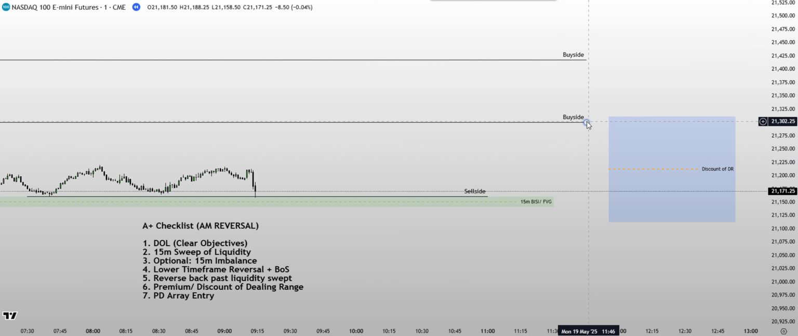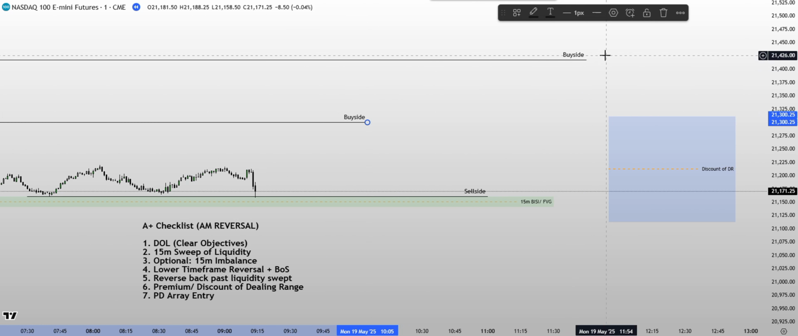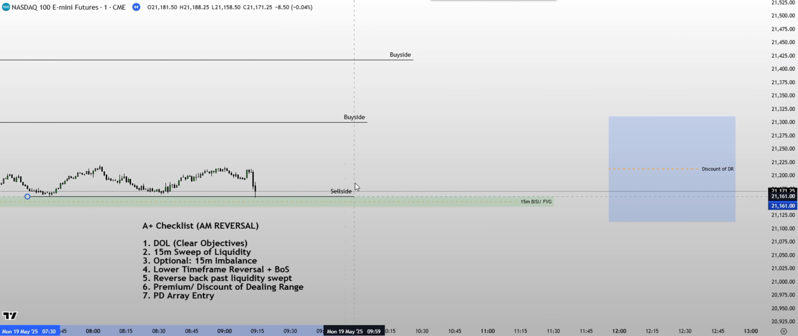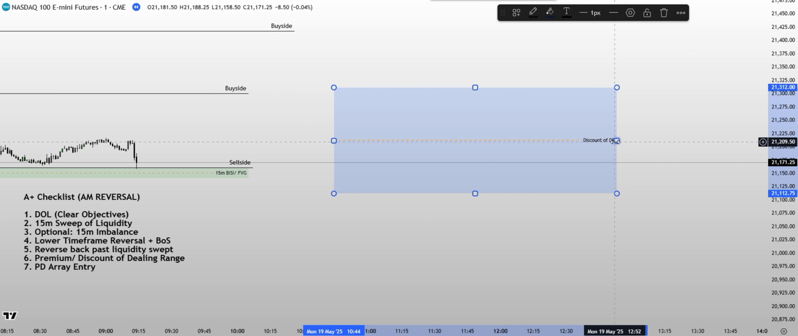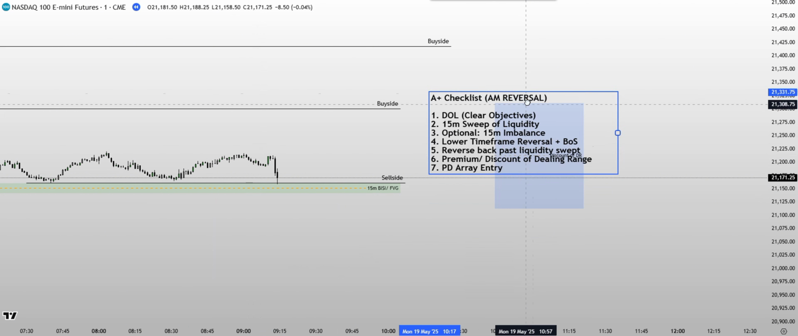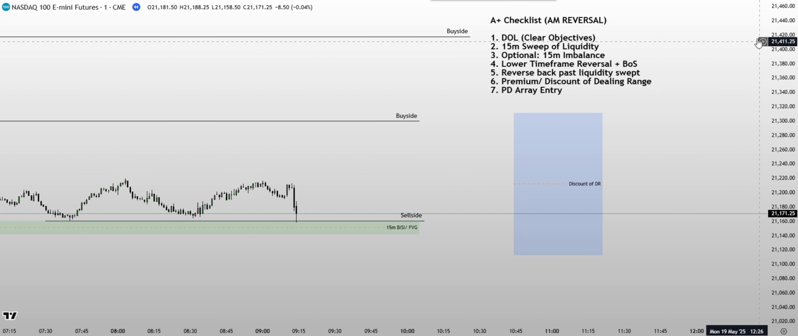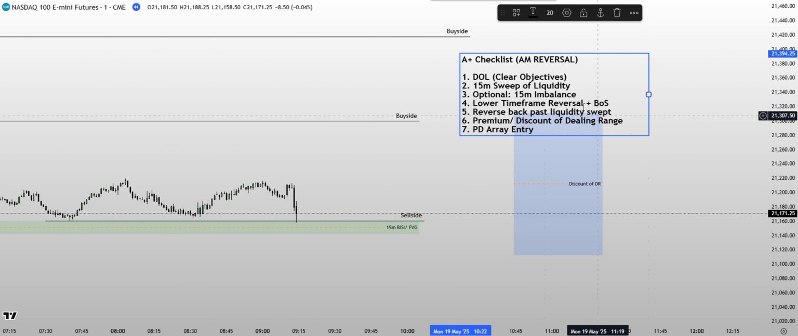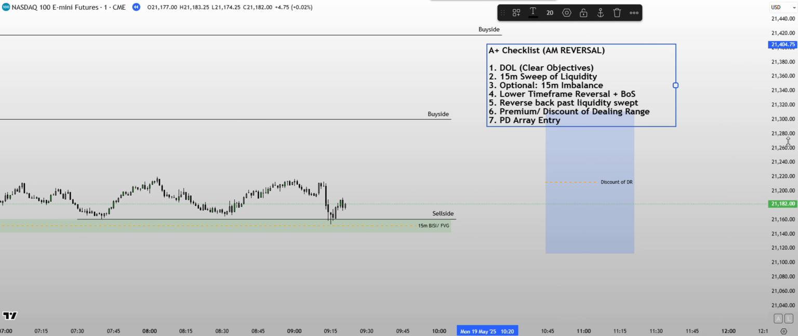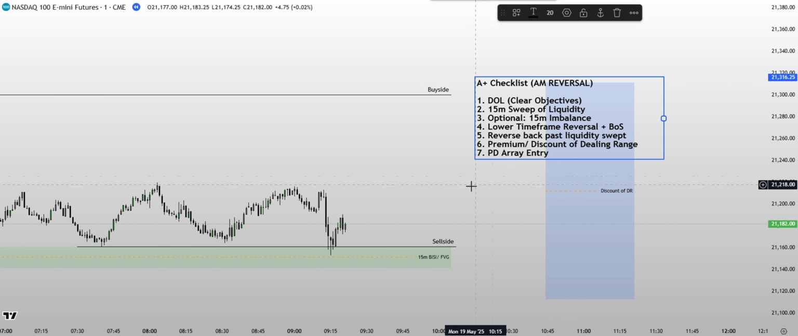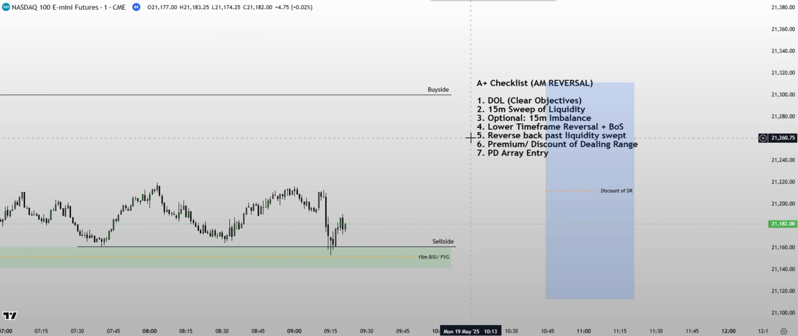So from this point, I want to look and see, okay, now do we form any sort of entry and still follow the rest of these steps? So in that discount of the dealing range, let's recap and see the rest of the steps. Clear draws, yes. Step 2, yes. Step 3, yes. Step 4, we get that sweep. Off that point, we get that reversal. Price is back above the liquidity it swept. So steps 1, 2, 3, 4, 5, 6 are met.